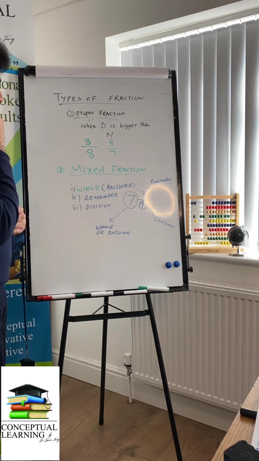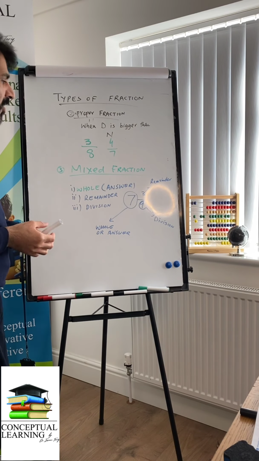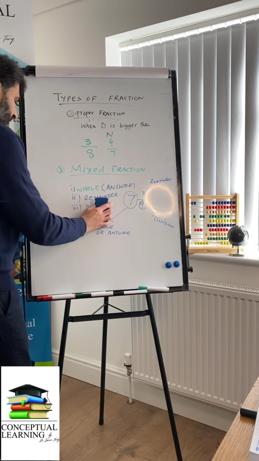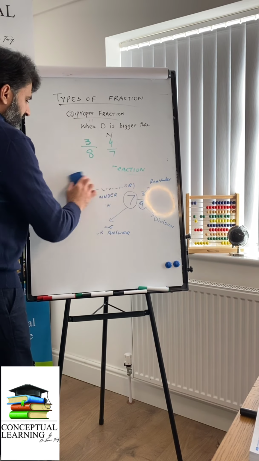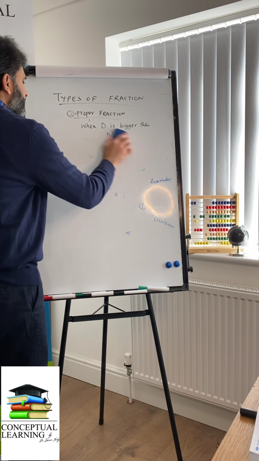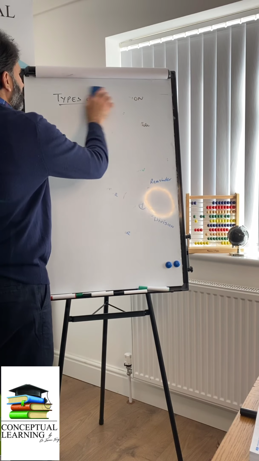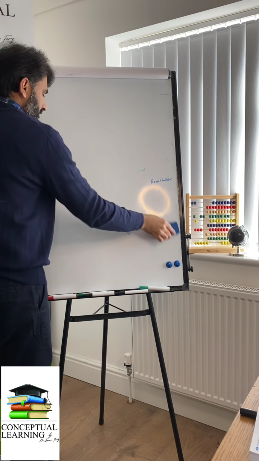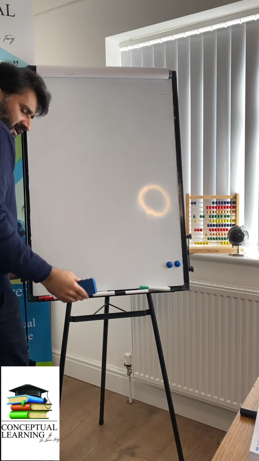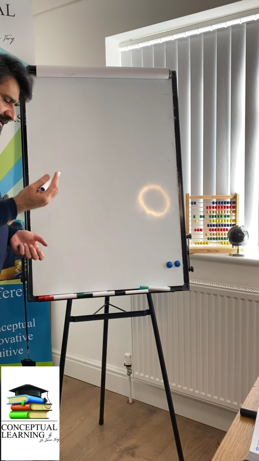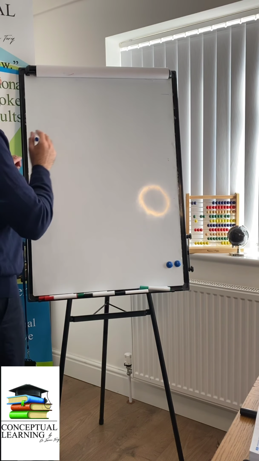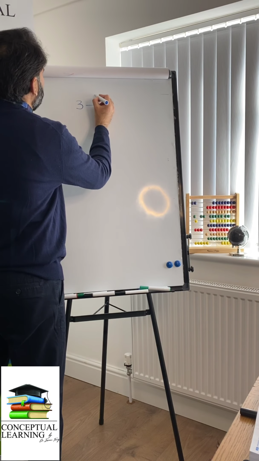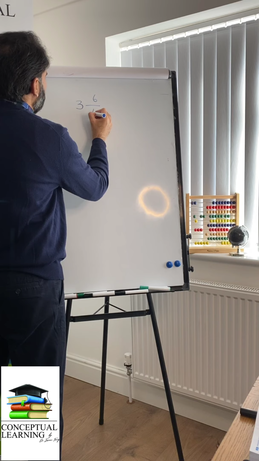Then another thing comes. If we have mixed fractions, how do we convert a mixed fraction into an improper fraction? Now we try to convert a mixed fraction into an improper fraction. I can write here, for example, 3 in 6 in 4.